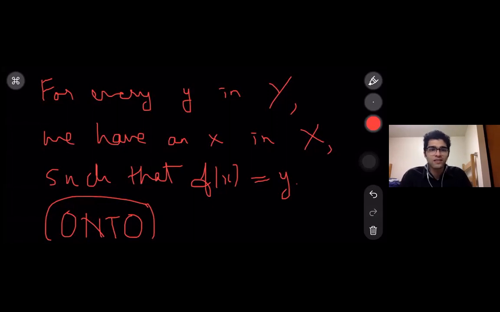Okay, so let's think about this. For every y in big Y, we have an x in big X such that f of x equals y. Now this is a definition of an onto function. Does anybody want to explain what this means? Did anybody understand how this definition works for the onto function? I hope all of you understood the meaning of an onto function in terms of English. We are trying to define it mathematically. Does anybody have any answer?